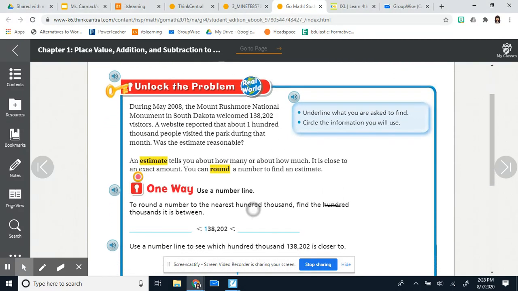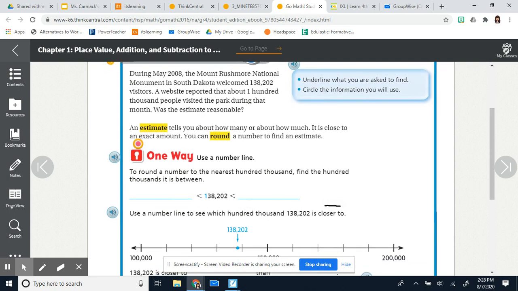One way we can use a number line to round a number to the nearest 100,000. So let's think about real quick, what does the number 100,000 look like? It looks like this. 100, comma 000. Okay, it's got 5 zeros. Look, 1, 2, 3, 4, 5. Okay, we're going to find the 100,000s that it's between.